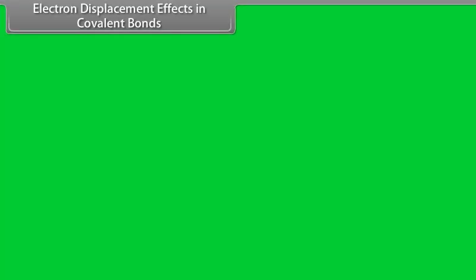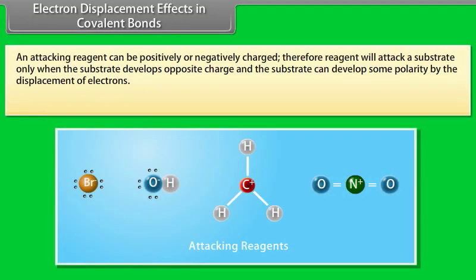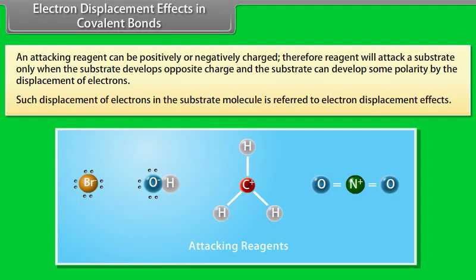Electron displacement effects in covalent bonds. An attacking reagent can be positively or negatively charged. Therefore, the reagent will attack a substrate only when the substrate develops an opposite charge and the substrate can develop some polarity by the displacement of electrons. Such displacement of electrons in the substrate molecule is referred to electron displacement effect.